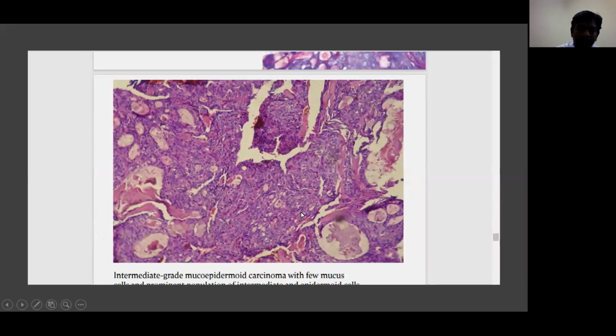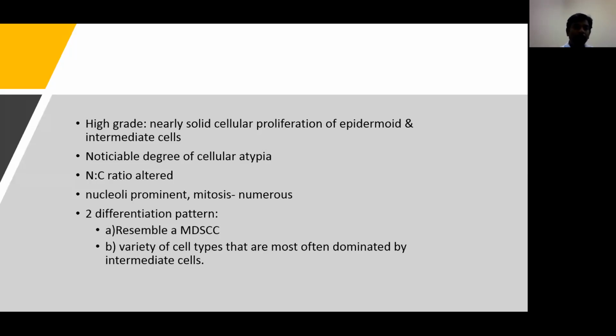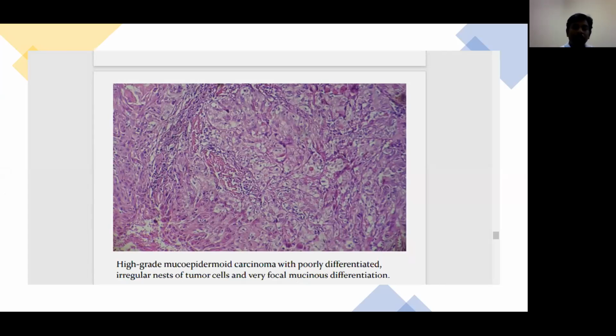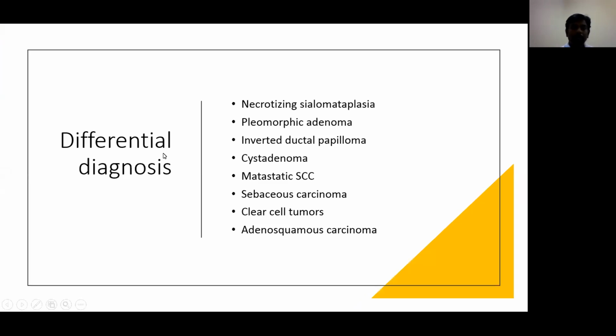Okay, so you have this intermediate grade, you have cysts, still you have the cystic areas with the mucin in the cyst, and you have more of squamous, the intermediate cells here. Okay, so the balance between the cyst and the squamous cell makes the grade, basically. Okay, yeah. So you have the high grade, you have more of these squamous cell areas, but very focally you have these mucus secreting cells. Okay, this is a high grade tumor.